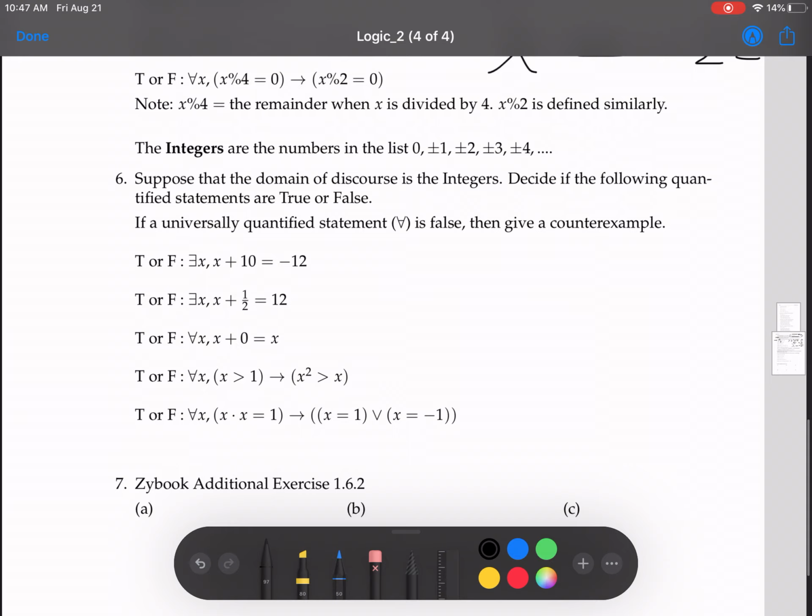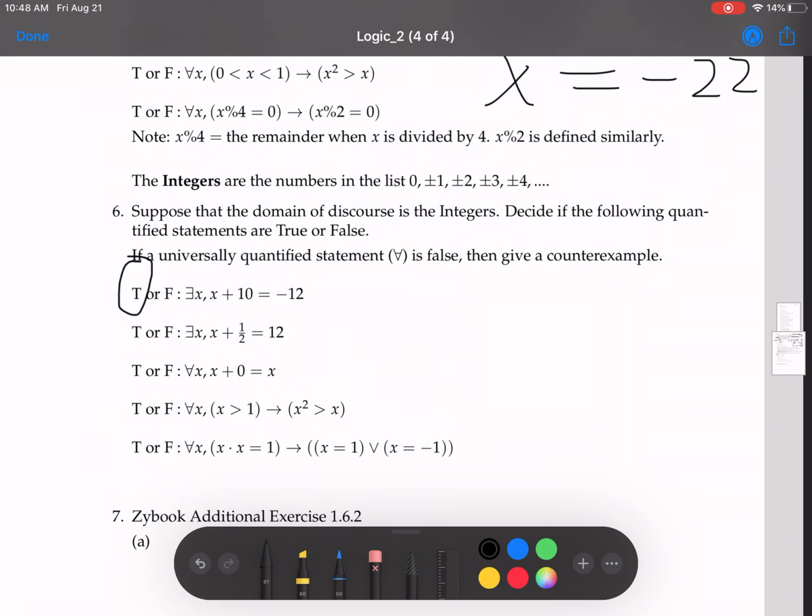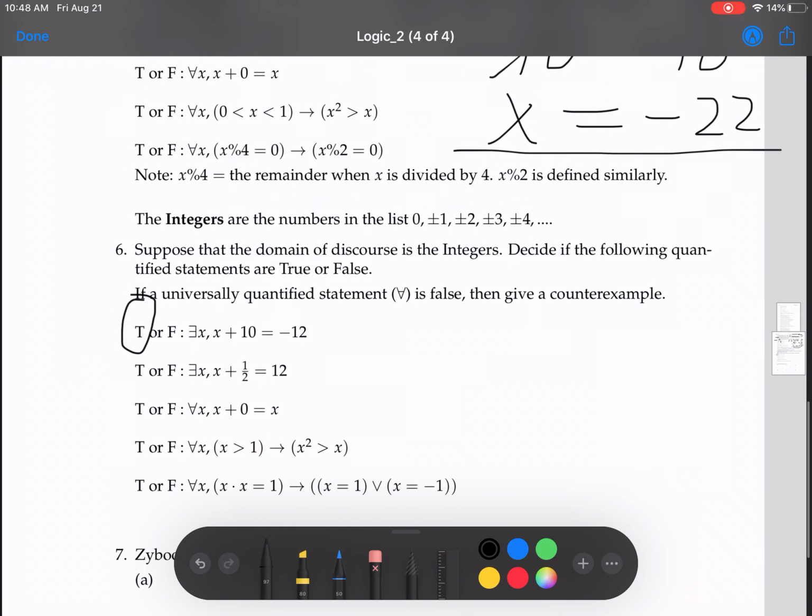All right, let's move on to the same statement, but in the world of the integers. Now, in the integers, we have the negatives as well, right? So in this case, the answer is true, right? This is because negative 22, as we solved for above, right? Negative 22 here. Negative 22 is an integer. So there does exist an x in the integers, in the domain of discourse, for which this is true.